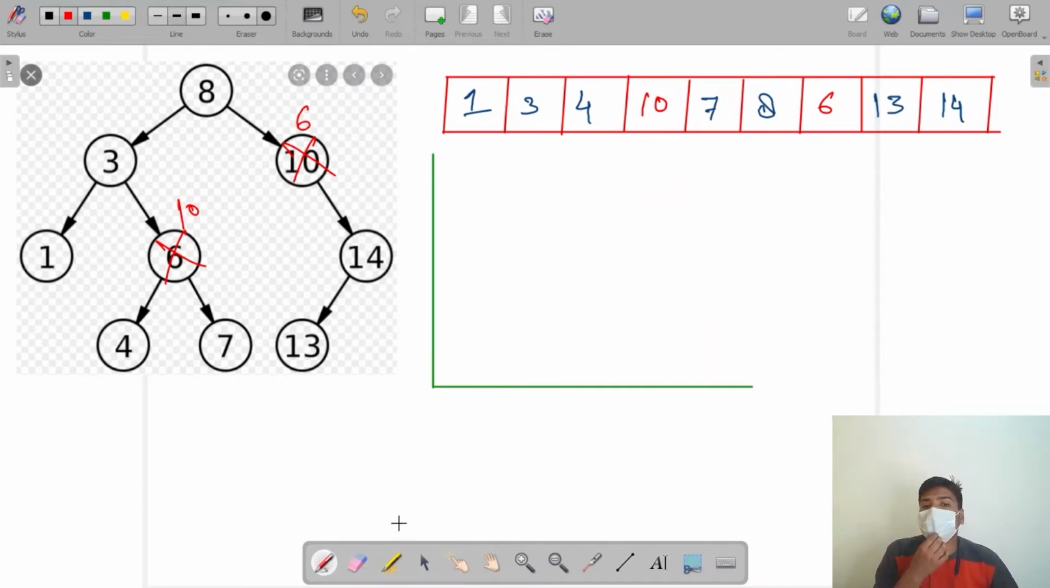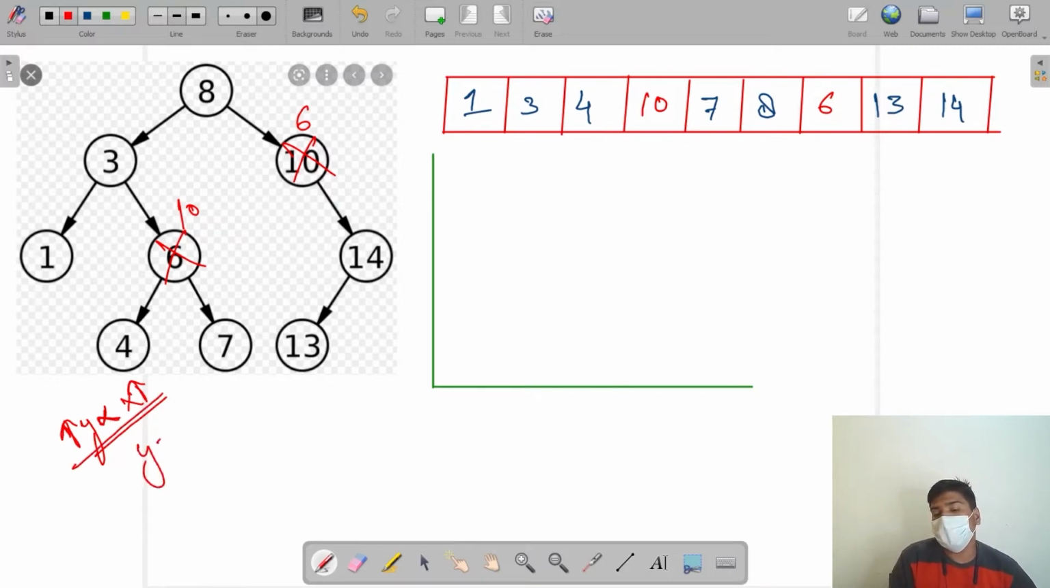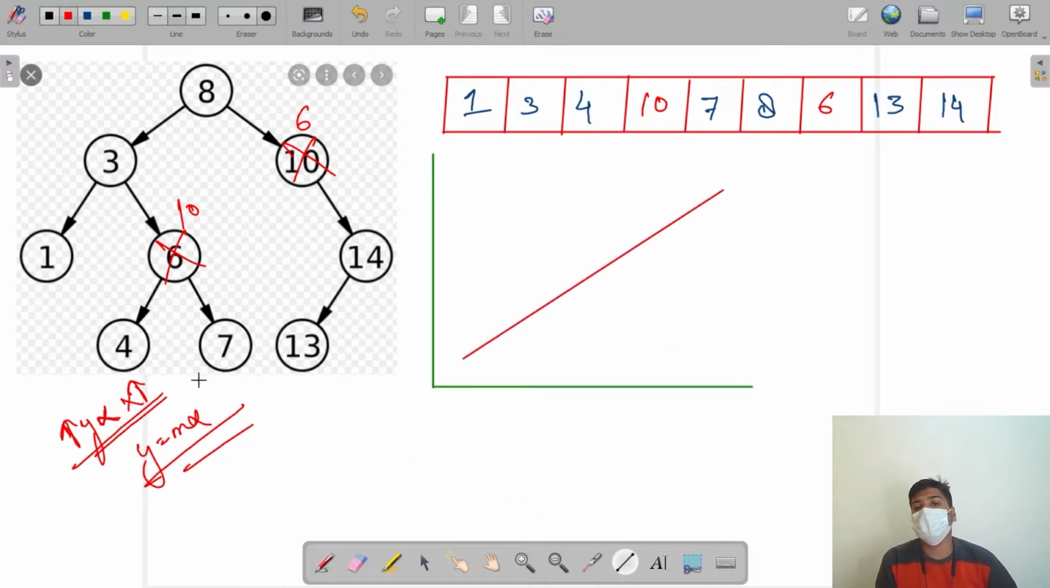The in order is sorted, right? So for sorted, for increasing order, you must have seen an equation, that is y is proportional to x. This means that when we increase x, y will increase. And you must have read the equation y = mx. It is the equation of a straight line. So this will look like this.